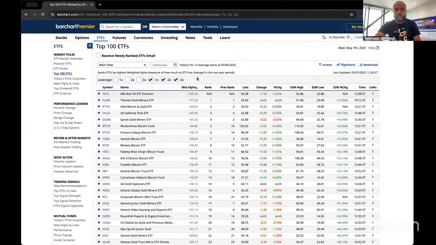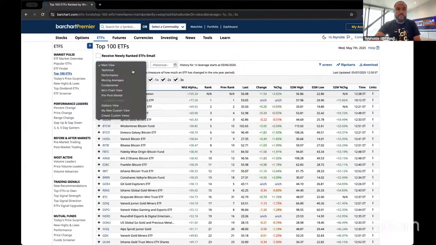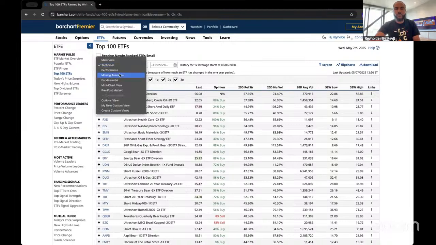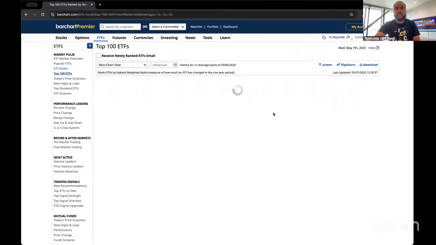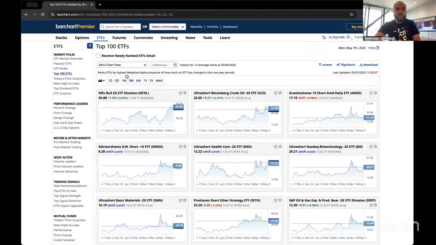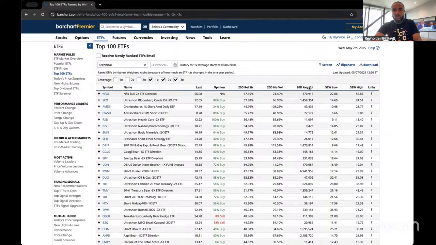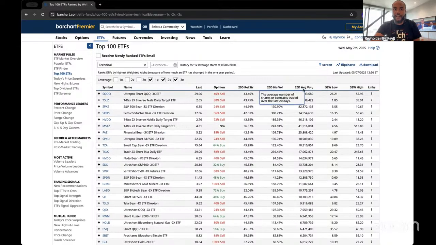And then we can adjust these by technical view here. You can do fundamentals, whatever you're looking for, right? You can even do mini chart view where it'll actually pull up the charts for you right here, so you can get a big picture view. But let's change it to technical, then we'll do volume, right? And we'll see where on the bearish side is all the volume.